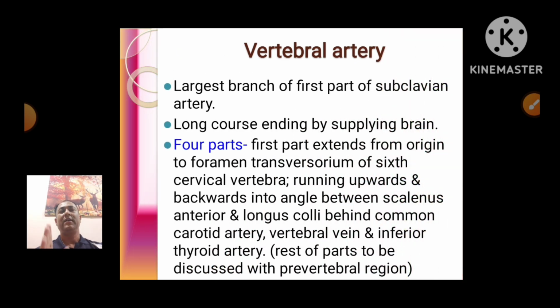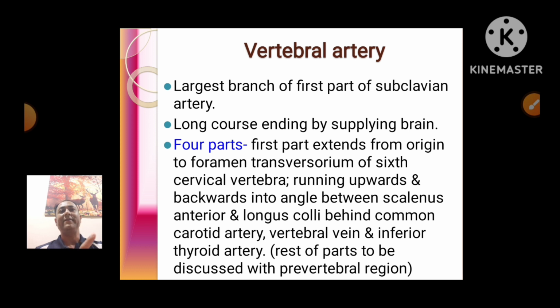So the first 3 branches, meaning vertebral, internal thoracic and thyrocervical trunk, will arise from the first part of the subclavian artery, while the 4th branch, costocervical trunk, will arise from the second part of the subclavian artery. Okay, but this is only for the right side. From the left side, all 4 arise from the first part only.